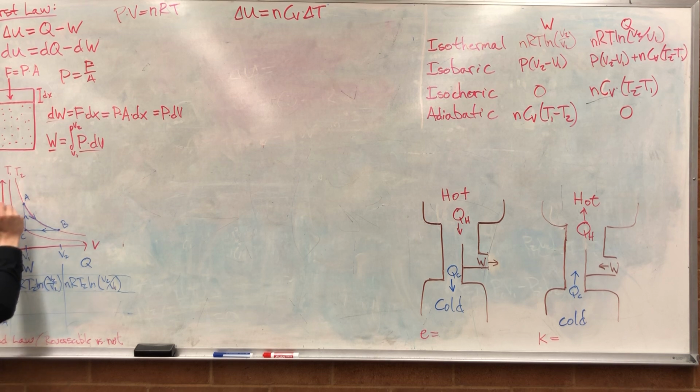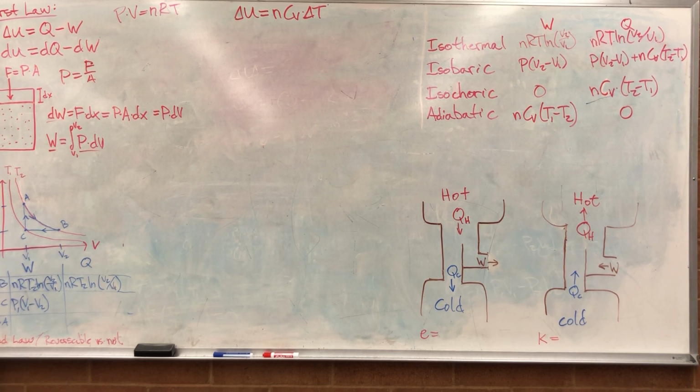Let's also label our pressures here. We'll call this one P1 and this one P2. So it's going to be the pressure, P1, times the ending volume, V1, minus the starting volume, V2. And notice that's going to be a negative number because V1 is smaller than V2. So the work done by the gas is negative going from here to here.